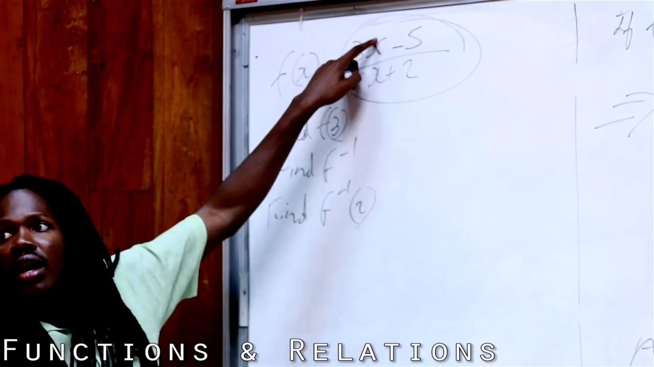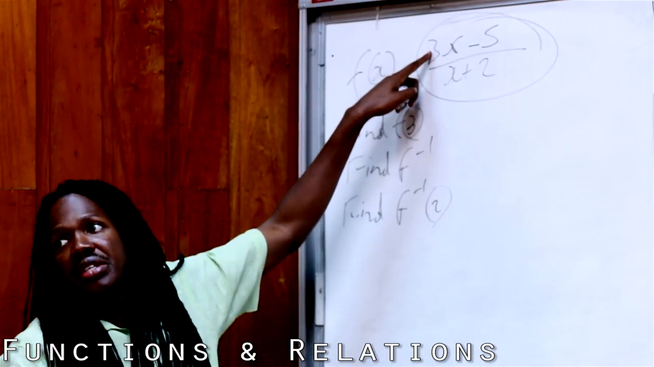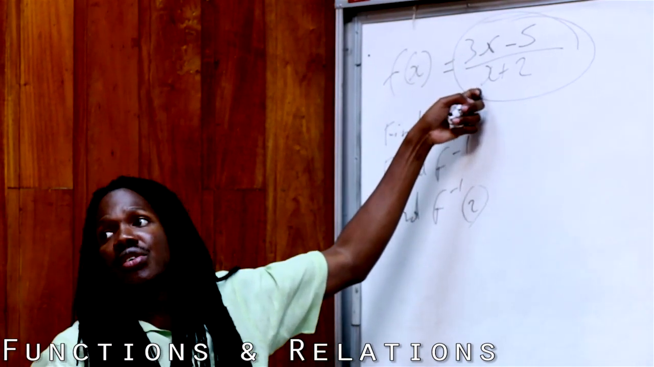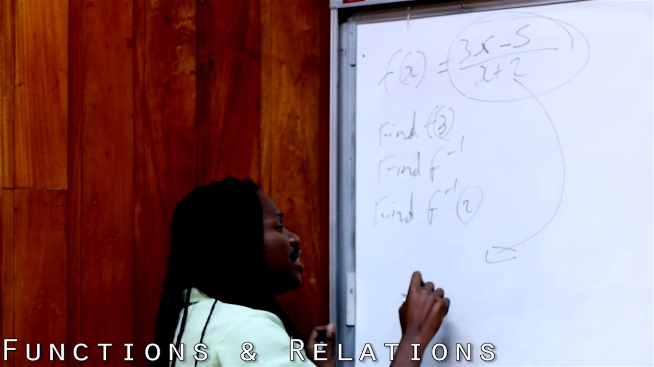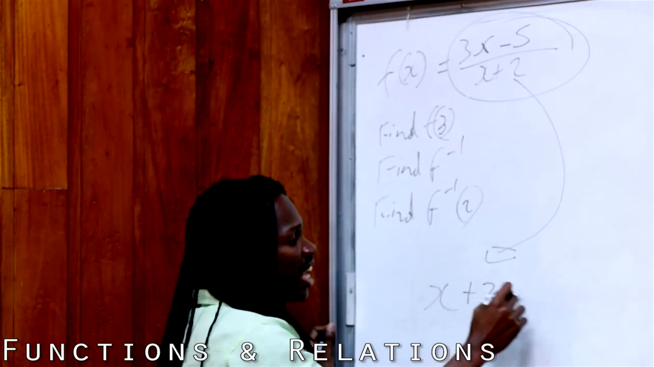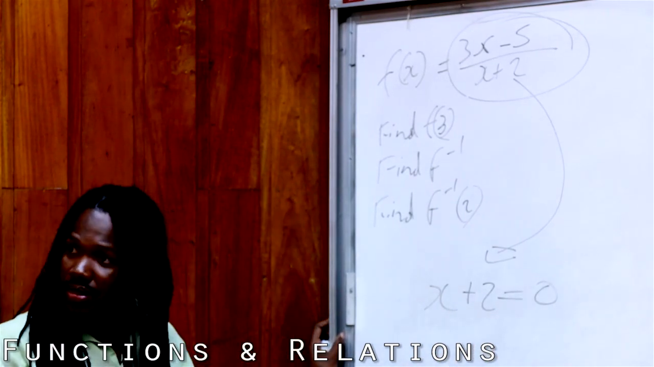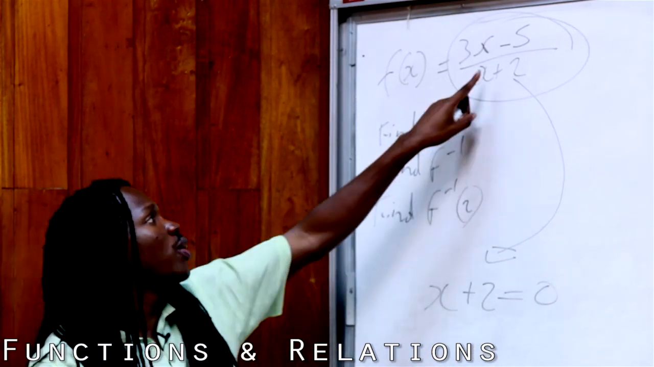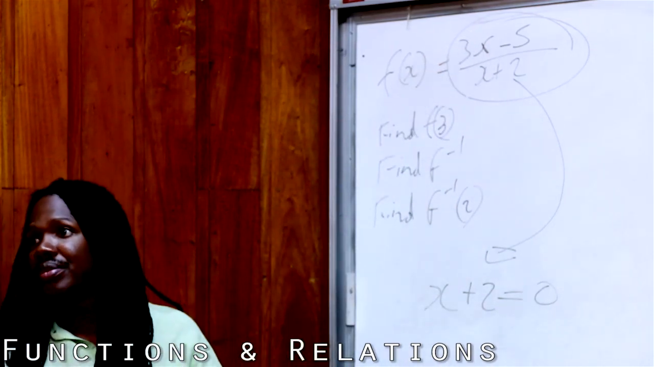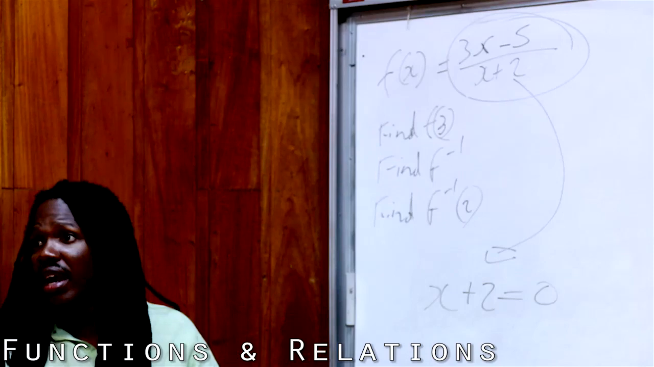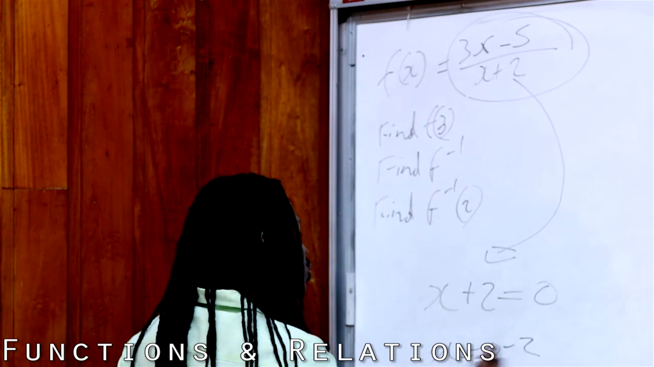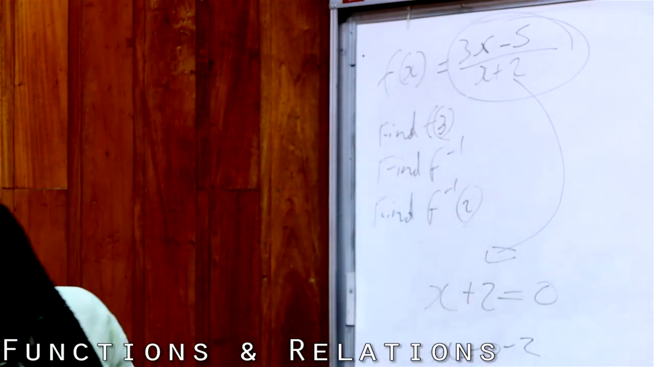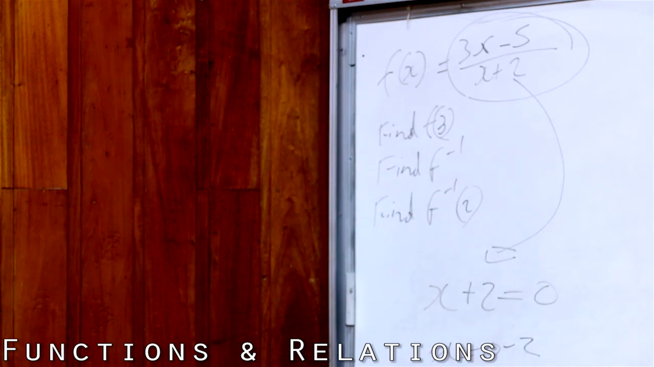So therefore, if you have a fraction, the denominator cannot be equal to zero. If you want a number that can't be in the domain, it is the number that causes x plus 2 to equal zero, because if x plus 2 equals 0, it can't work out. You see it? Everybody understand that? So therefore, x equals 0 minus 2. Minus 2 cannot be in the domain for this function. You see it simple? That's just logic.